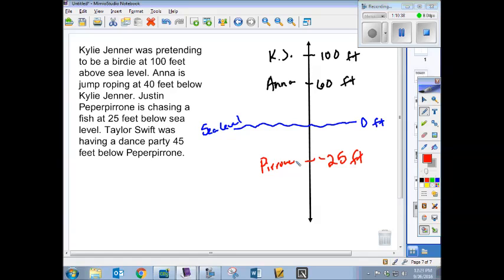Now let's go to Taylor Swift. What is she doing? Taylor Swift is having a dance party 45 feet below Pepper Peroni. Okay, so where is Taylor Swift, Christian? 70 feet below sea level. Which would be what on the number line? Negative 70. Negative 70 feet. Everybody got that?